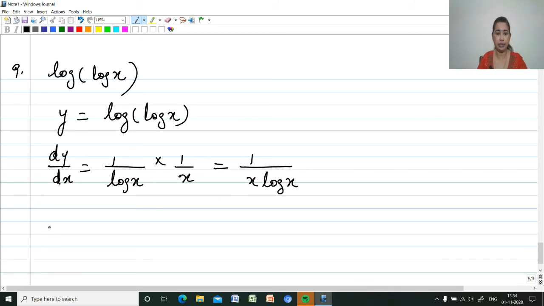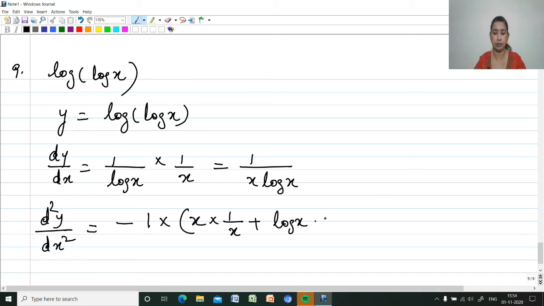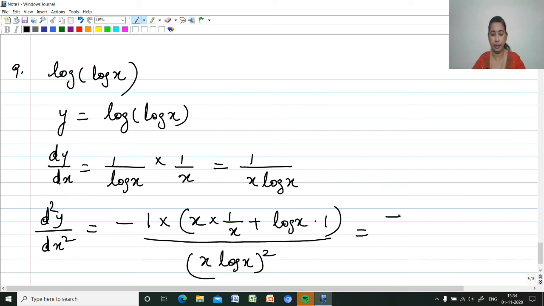Now again we have to find the second derivative, d square y by dx square is equal to denominator into derivative of the numerator is 0, minus numerator into derivative of the denominator, meaning derivative of x log x. We have to apply product rule there. So first function into derivative of the second plus second into derivative of the first, whole divided by x log x whole square. That's equal to minus, here x and x getting cancelled, 1 plus log x divided by x log x whole square.